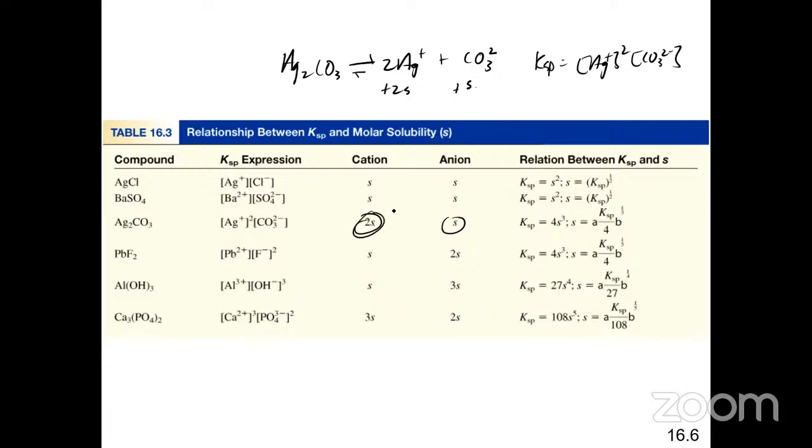When we plug these terms into their respective positions here and here, you're going to end up with KSP is equal to 4S cubed, and therefore S will be equal to, and I see there's a kind of typo here. This should be a parentheses here and here. So S will be equal to KSP divided by 4 raised to the power 1/3, or cube rooted, all right? And so on and so forth for the others. You can probably figure those out by yourself, all right? Okay, so that's the relationship between KSP and molar solubility.